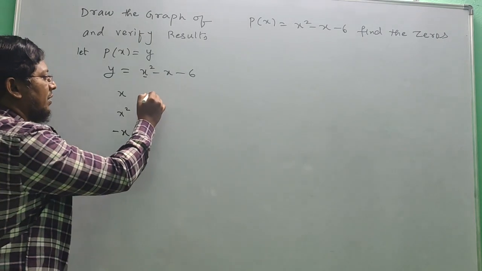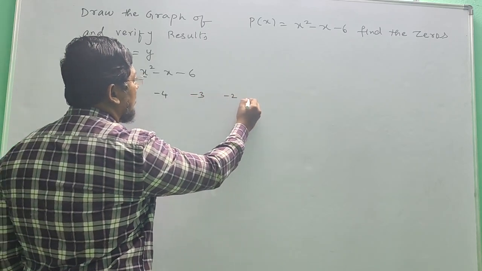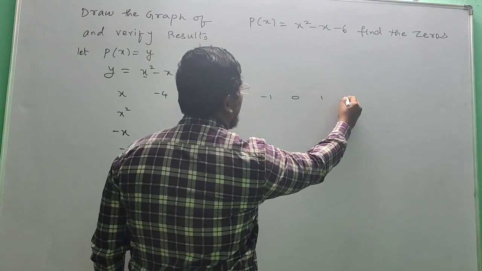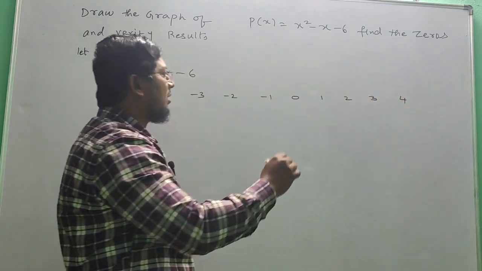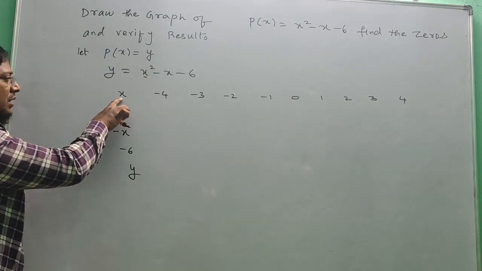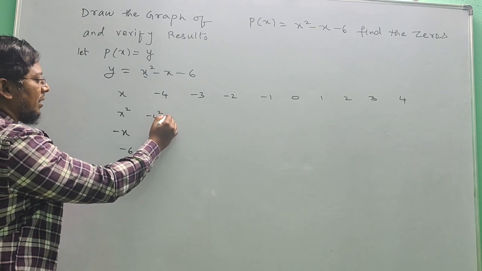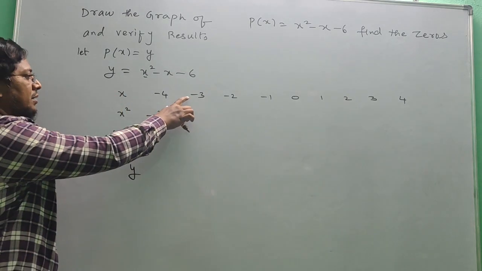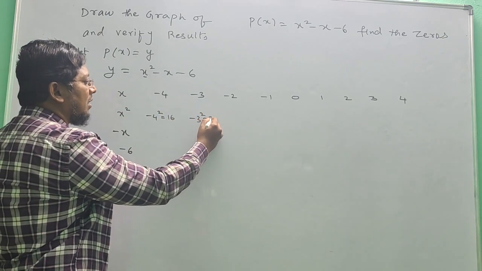And here, students, we will take a few numbers. First start with minus 4, minus 3, minus 2, minus 1, 0, plus 1, plus 2, plus 3 and plus 4. So all these numbers we have to take in place of x. Suppose x is minus 4, then what is x square? Minus 4 square, minus into minus plus, 4 square is what? 16.